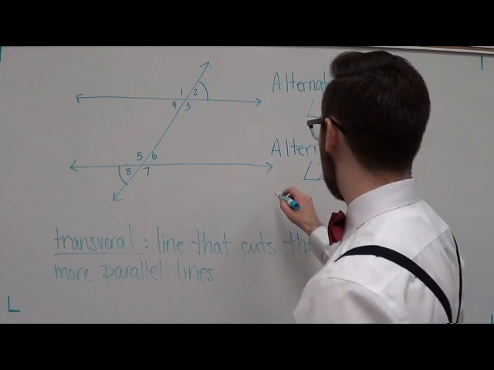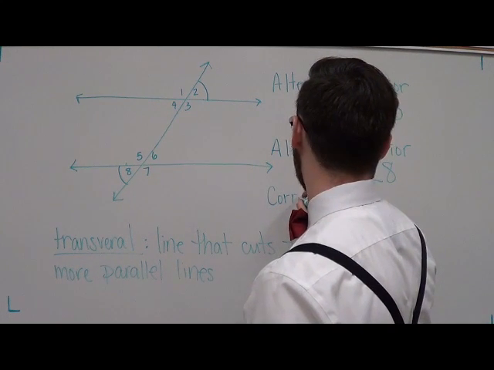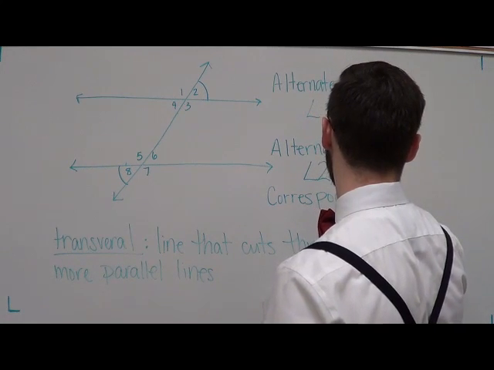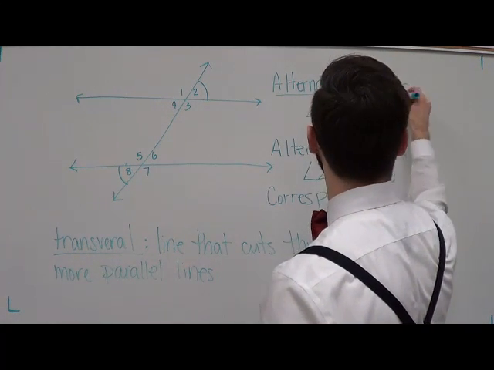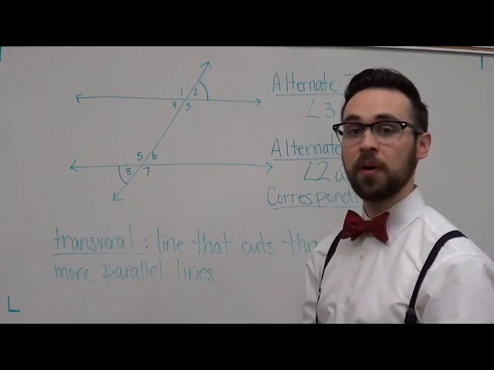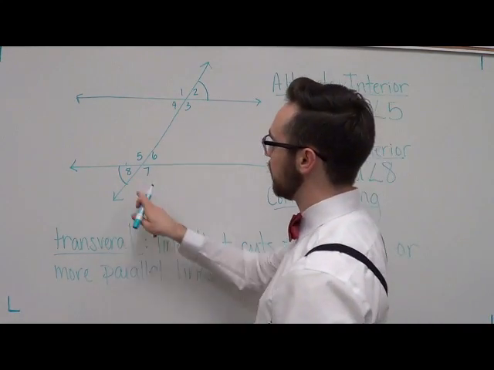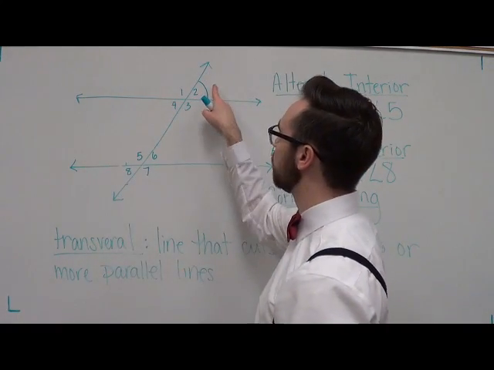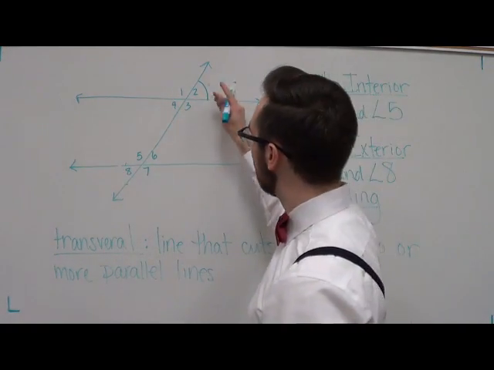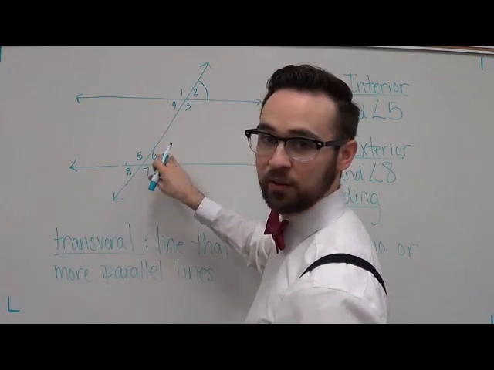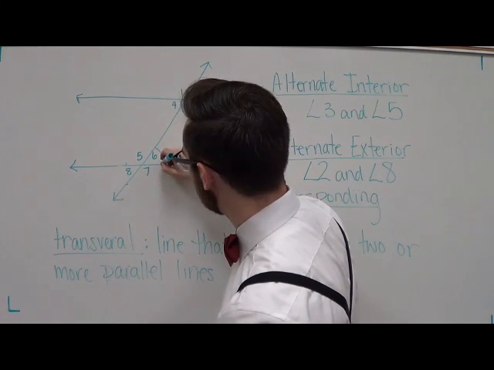And the final angle sets that we have are called corresponding. So we have alternate interior, we have alternate exterior, and we have corresponding. Corresponding angles are going to be in the same spot in each of the two sets. So for instance, which one would be corresponding to 2? Well, if you take this and you overlay it here, which one's in the same relative location? Well, that would be 6.